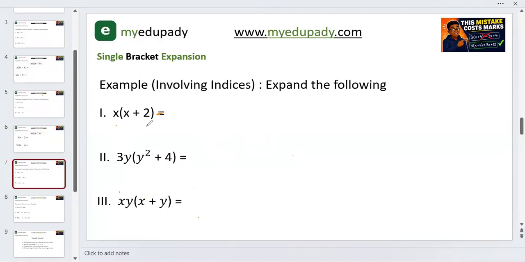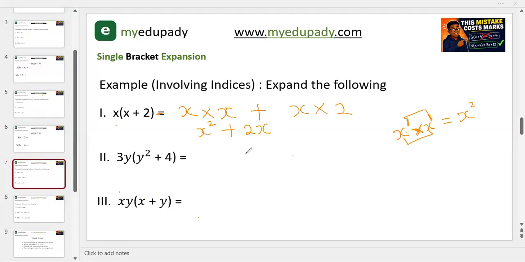So how do we do this? We do it the normal way we do our expansion. So we are doing x multiplied by x plus x multiplied by 2. If you have x times x, that's going to give us x squared. Why? Because by the law of indices, x simply means x raised to power 1. So if you have x raised to power 1 times x raised to power 1, since this is a multiplication and they have the same base, you just add the powers together and that gives you 2. So this will be x to the power of 2 or x squared plus 2x, because x times 2 is 2x.